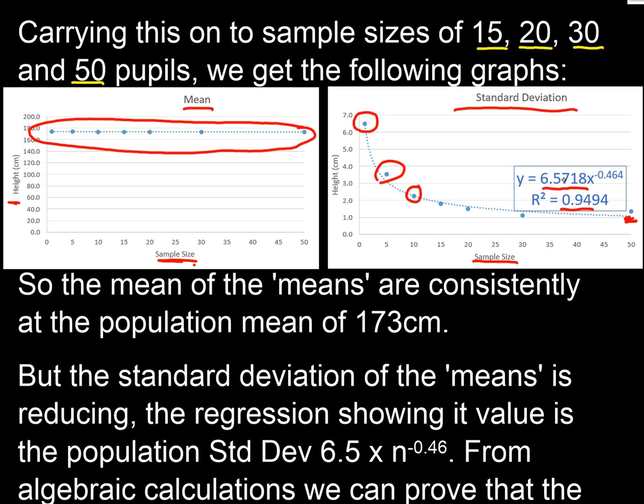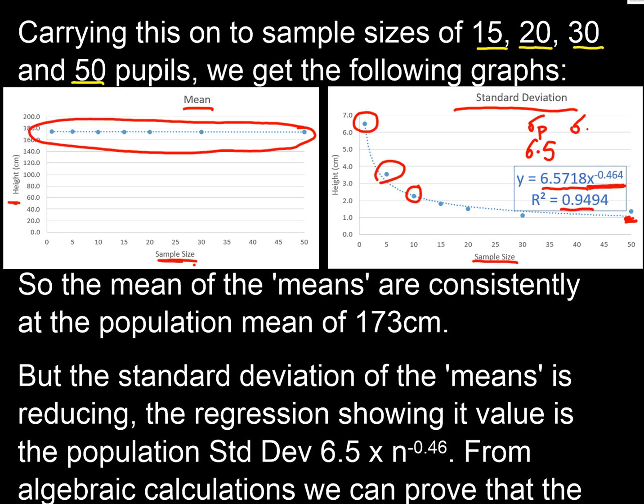The first bit is a constant. Well, that 6.57 looks awfully like the 6.5, which was our population standard deviation, wasn't it? And then we've got this power here. It says x to the minus 0.464. Of course, x here is the sample size, so we'd think of it as n normally. So what we've got here is something that's awfully close to x to the power minus a half, isn't it? And actually, mathematically, we can prove that to be true.